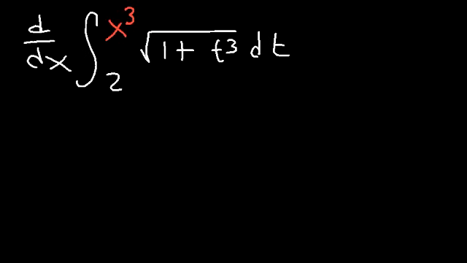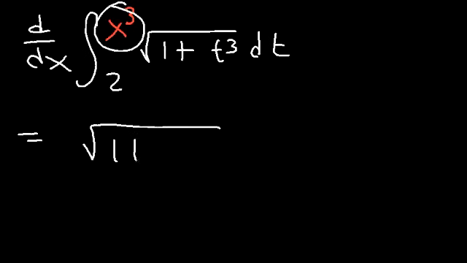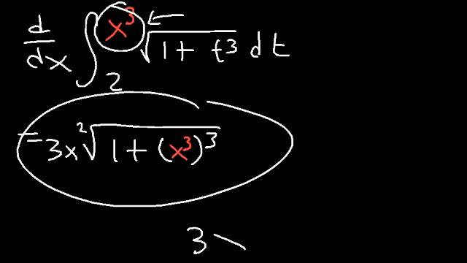So step 1, replace t with x cubed. So it's 1 plus x cubed raised to the third power. Step 2, differentiate x cubed. The derivative of x cubed is 3x squared. And so this is going to be the answer. It's 3x squared times the square root of 1 plus x to the ninth.